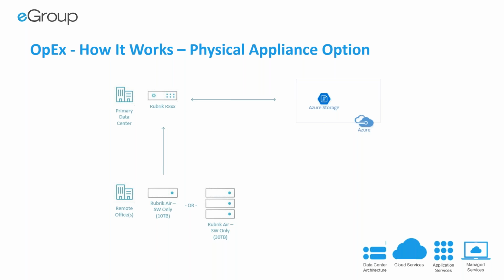Rubrik Edge is in the CapEx model. Rubrik Air is in the OpEx model. And that replicates back to your primary data center's brick, so that you have off-site protection back in your data center. You still only have to manage the SLA. You don't have to manage the complexity of all the replication. You can throttle it, you can do all that good stuff, and you can still cloud out to Azure storage for long-term retention.